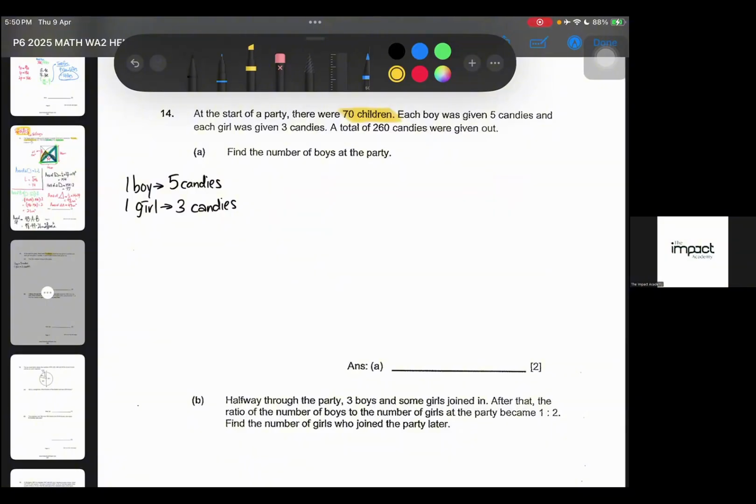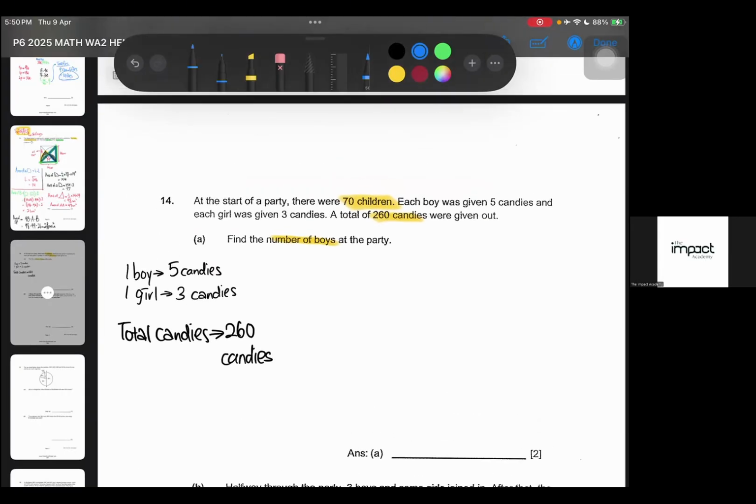The question gave us 260, so total candies is 260. You see, there's no way you can go and find the number of boys. Isn't that true? Are we allowed to say 35 boys, 35 girls? We can't. True? So when it's a whole number question, we know that it's always bunny, there's 3. The concept that they're testing over here is assumption. Agree? Right?